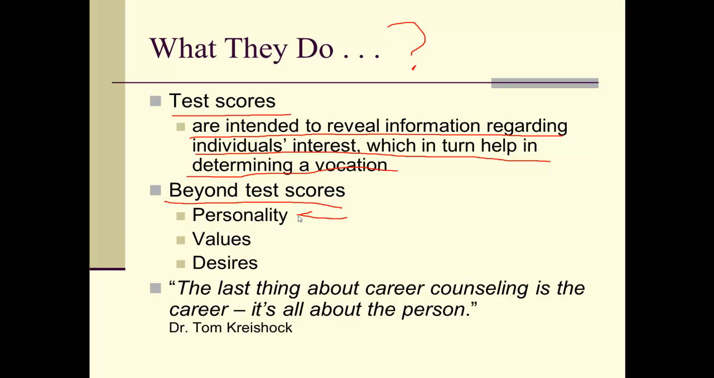We get a degree of insight into a person's personality, their values, both intrinsic and extrinsic, and their desires. What are some of the things that they want in life? And so I got a quote here from the last thing about career counseling is the career. It's all about the person. And I can't agree more with Dr. Krishak, because it's all about the person.